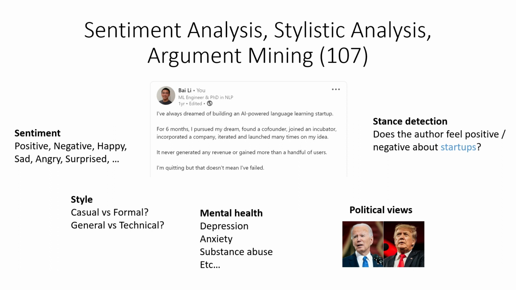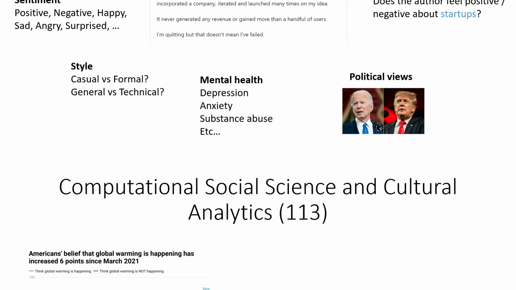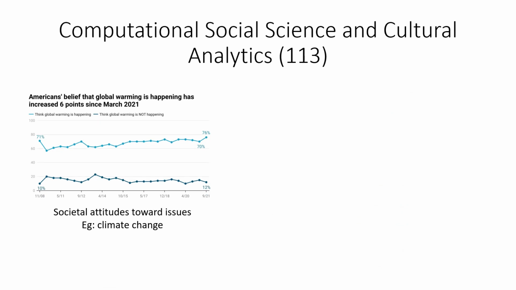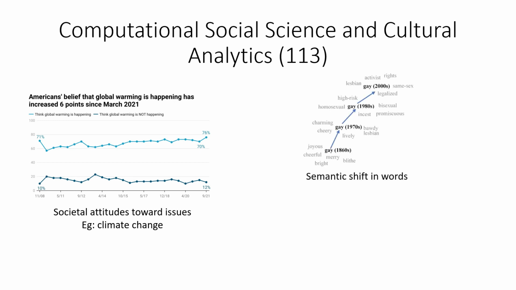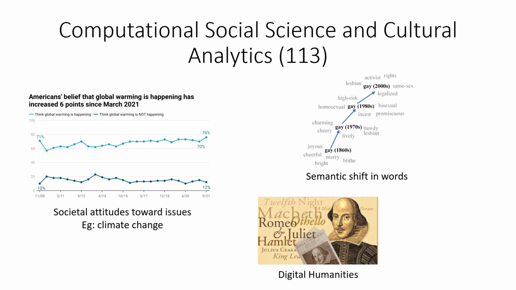The next topic is somewhat related to this one. It is computational social science and cultural analytics with 113 submissions. This topic is about using large amounts of natural language data to study social issues, like using social media posts to analyze how people feel about climate change over time. It can also be used to study linguistic issues like semantic shift, which is when the meaning of a word changes over time. Another application is digital humanities.